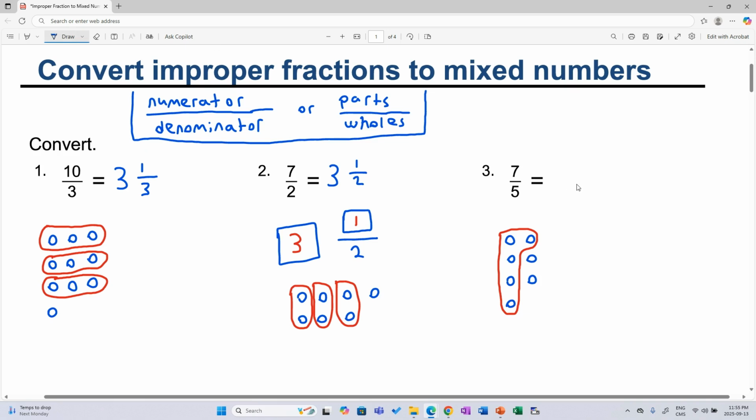So hence, I'm going to have one group of 5's, 2 parts left over, and it's going to be over 5 because once again, my denominator doesn't change. Now there are cases where the denominator for a mixed number can change, but that's only if you can reduce it. But if you can reduce it, it means you could have reduced the improper fraction to begin with.